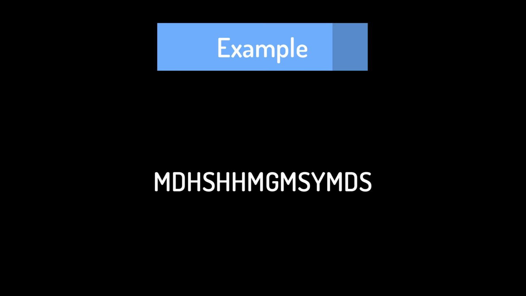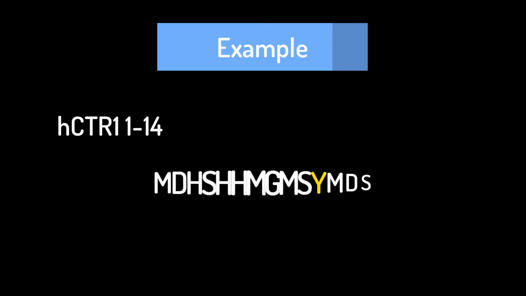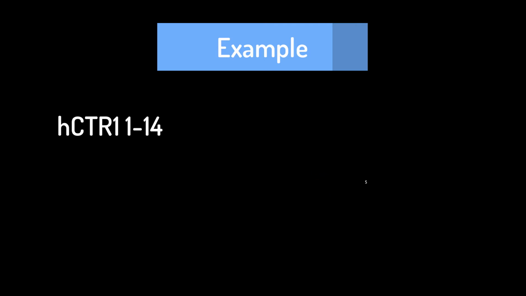Here's an example. Let's say you want to determine the concentration of a peptide with the following sequence. This is the sequence of the first 14 amino acids in hCTR1, or human copper transport protein. Notice this sequence contains one tyrosine, so by equation 1, the extinction coefficient we would use is 1490.